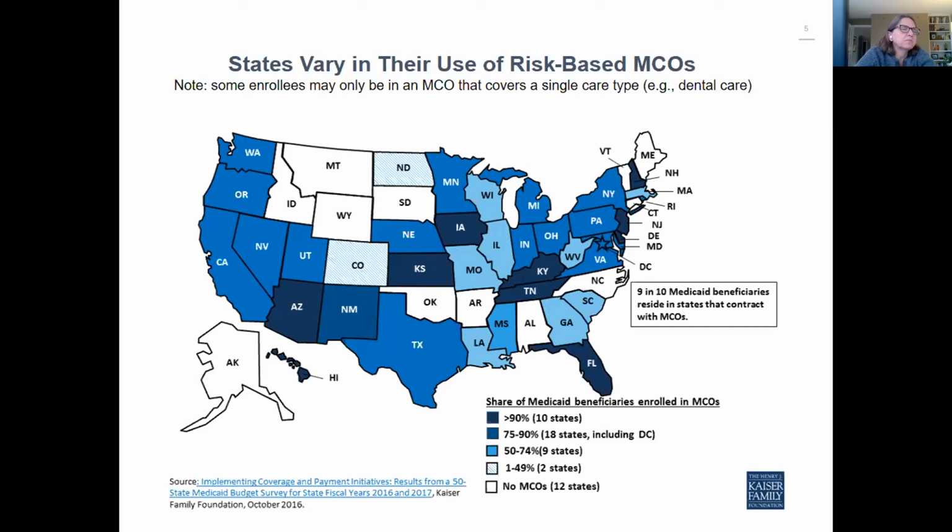States also vary in their use of risk-based managed care organizations. We've talked about this. You can look from the dark blue, where more than 90% of the beneficiaries are enrolled in a managed care organization, to 12 states where in 2016, there were no managed care organizations. But also a reminder that managed care organization does not necessarily mean comprehensive managed care. For example, you could be dark blue when all you had was 100% of your people in a dental managed care organization. So we have differences in what percentage of beneficiaries are enrolled in a managed care organization, and not shown in this slide is how comprehensive those organizations are.